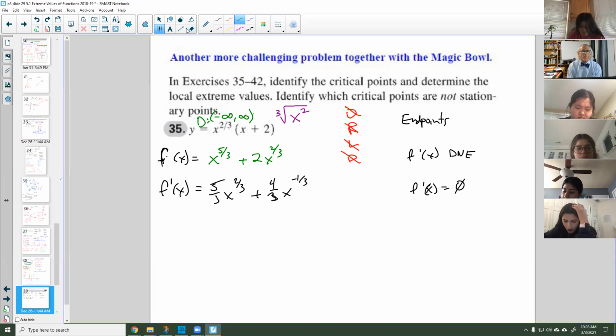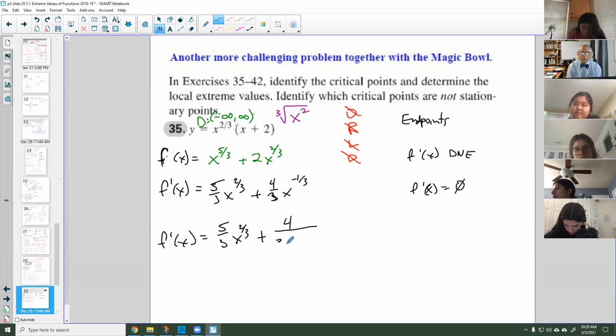Okay, so let's rewrite our derivative here so we can see it a little bit more clearly. I have f prime of x is equal to 5/3 x to the 2/3 plus, and I'm going to write this a little bit differently, 4 divided by 3x to the 1/3. Are there any questions about how I got from here to here? Are you sure everybody's okay with that?